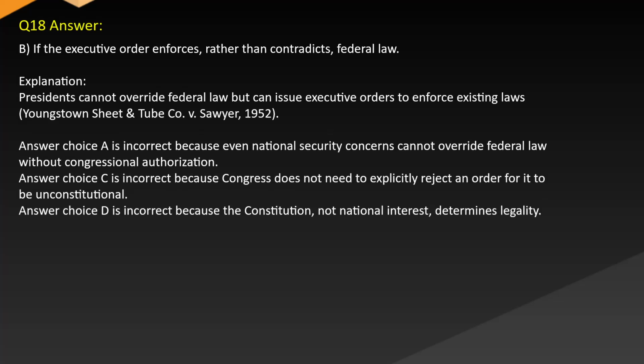Answer B. If the executive order enforces rather than contradicts federal law. Explanation: presidents cannot override federal law but can issue executive orders to enforce existing laws, as in Youngstown Sheet and Tube Company v. Sawyer, 1952. Answer choice A is incorrect because even national security concerns cannot override federal law without congressional authorization. Answer choice C is incorrect because Congress does not need to explicitly reject an order for it to be unconstitutional. Answer choice D is incorrect because the Constitution, not national interest, determines legality.